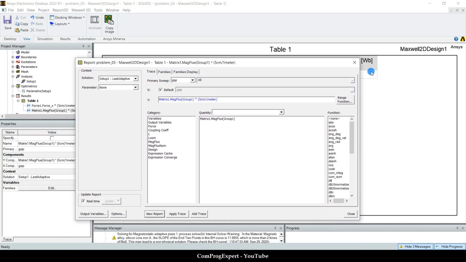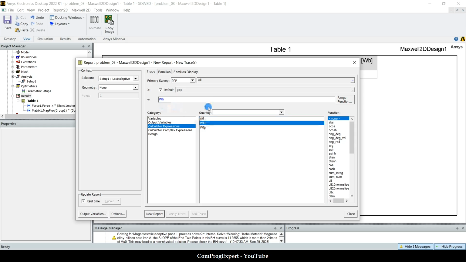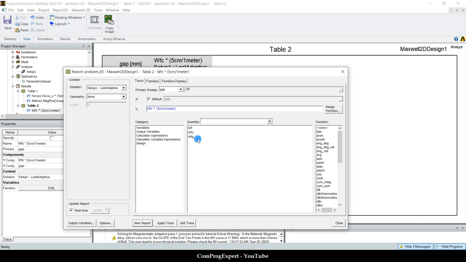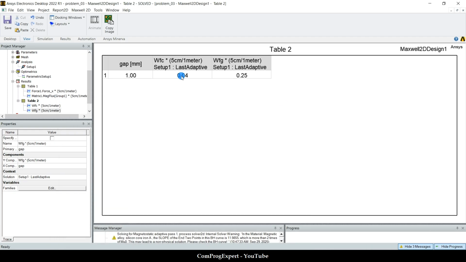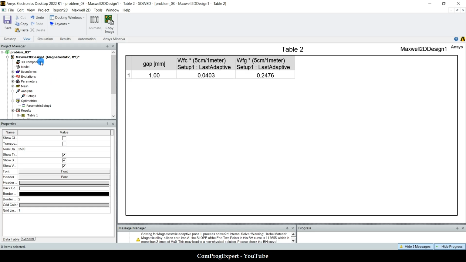And here, from the field reports, we can plot the core energy and the stored energy in the air gap. So the stored energy in the air gap is much higher than this one. So let's increase the field precision to 4 points here. So we have these numbers now.